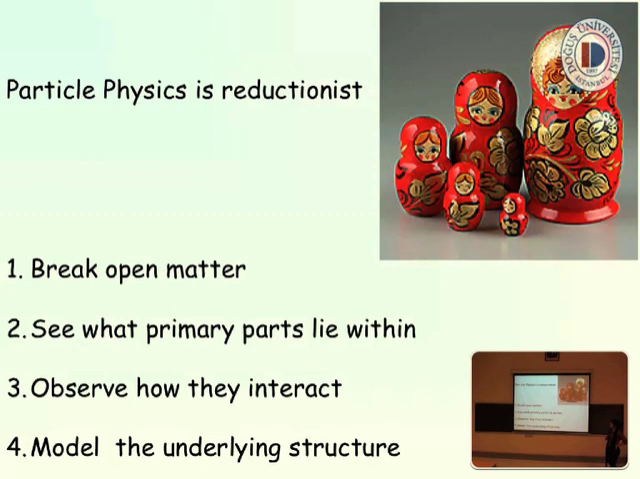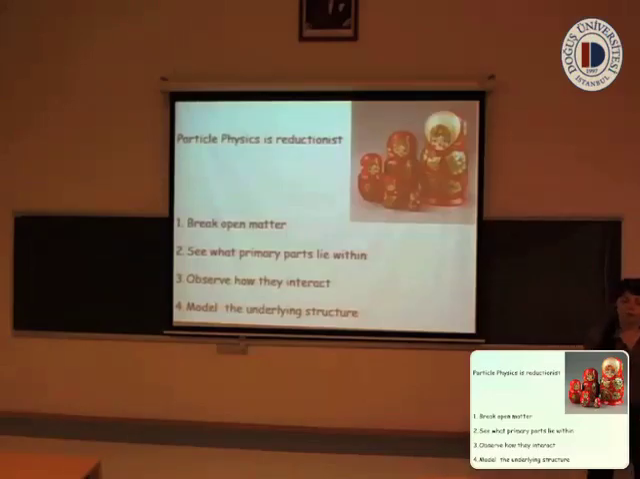Okay, so particle physics is reductionist. What does it mean? It means that in order to understand a very complicated problem, such as the structure of particle physics, we would like to understand the small details, the small components, and also the interaction between small components. So what are we actually doing? We break open matter. We see what primary parts lie within. We observe how they interact, and we model the underlying structure.